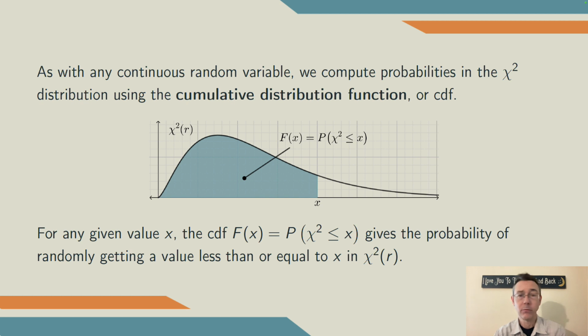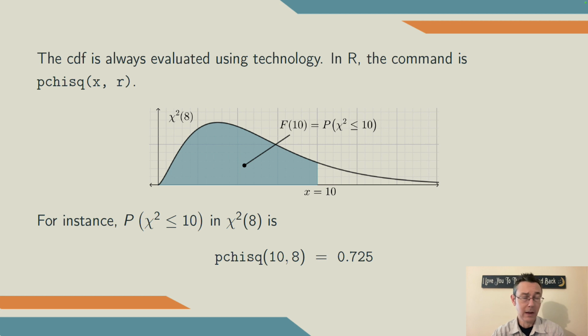As with any continuous random variable, we compute probabilities in the chi-squared distribution using the cumulative distribution function, or CDF. And that represents the probability of randomly getting an observation less than or equal to a specified value in that distribution. You should always do that using technology, although tables do exist for these chi-squared distributions. I use R where the command is pchisq. So, for instance, to get the probability that you randomly observe a chi-squared value less than or equal to 10 in chi-squared of 8, that is to say the chi-squared distribution with 8 degrees of freedom, we do pchisq of 10, 8, and we get about 0.725.